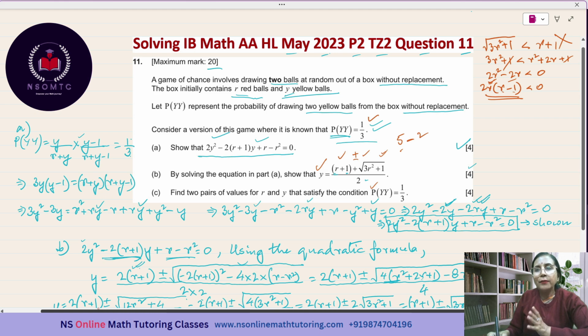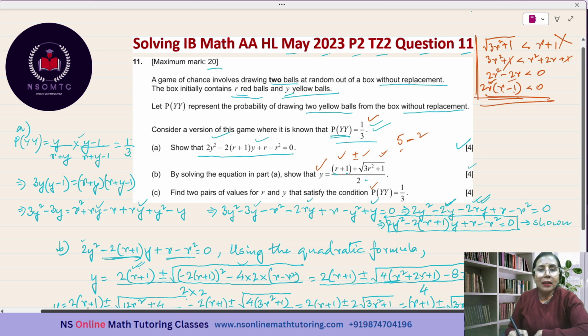We cannot have the case where square root of 3r squared plus 1 is less than r plus 1. That is why we cannot take the minus sign. We could have taken the minus sign easily if square root of 3r squared plus 1 was less than r plus 1. Okay. But since it cannot happen in this case, therefore we have to take the plus sign. But you don't have to write all these.